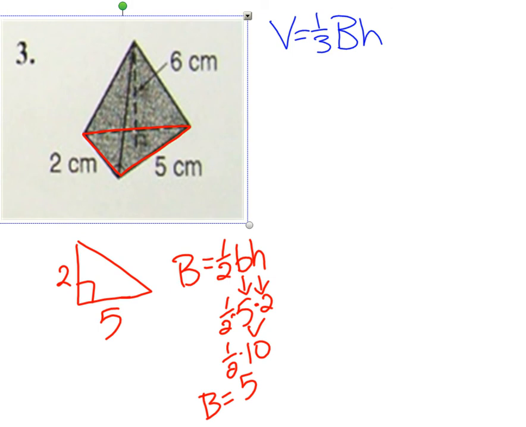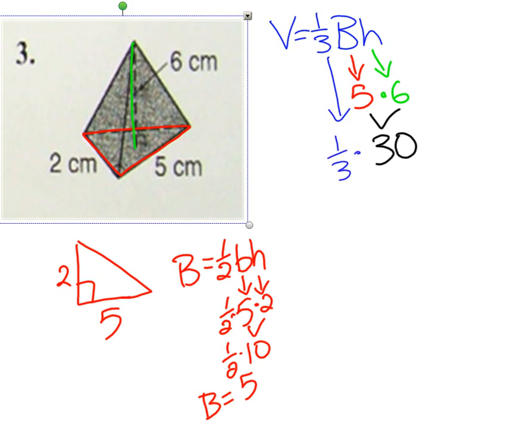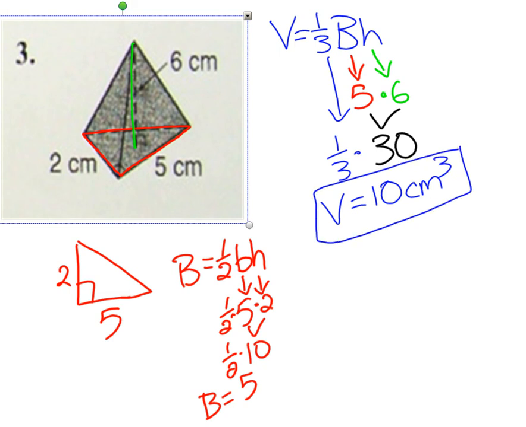That's not the whole question though. The area of the base is 5, times the height of the whole prism. So 5 times 6 is 30. 1/3 of 30 is 10. So the answer is 10 centimeters cubed.